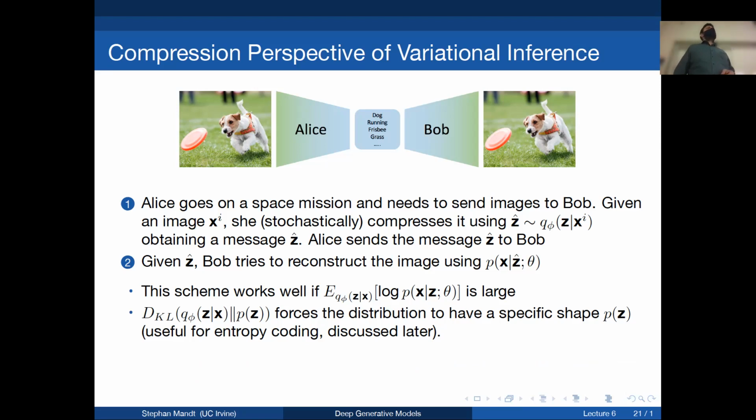My question is that when we construct the network, we only construct the parameters for Q of Z. For P of Z, it's implicitly there, but how do we know it is standard normal?